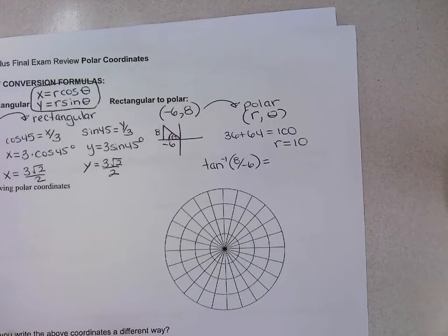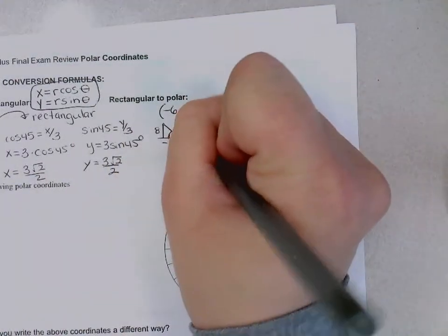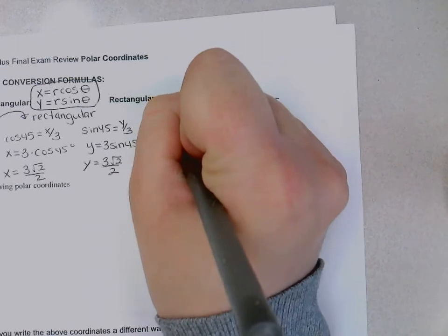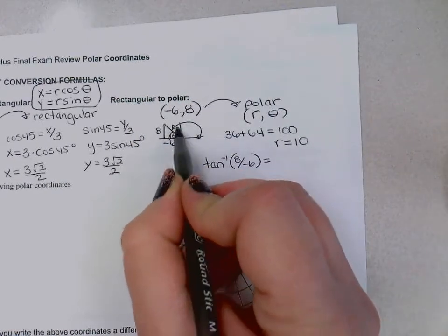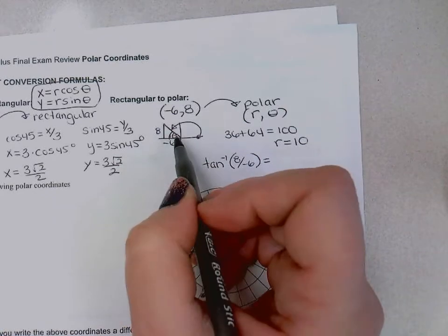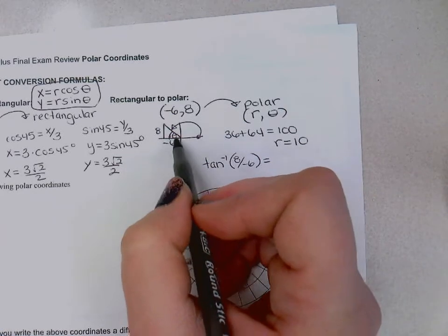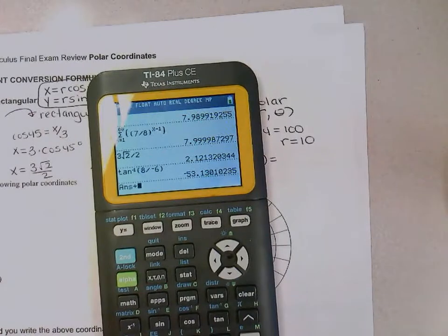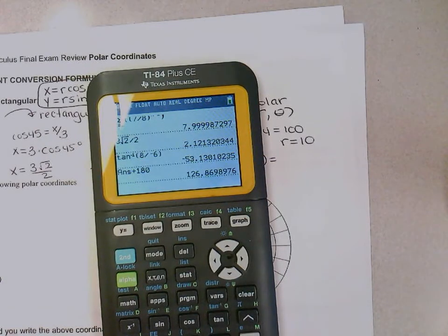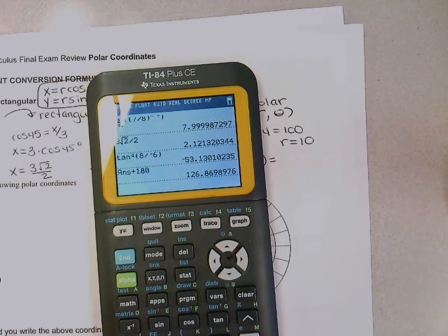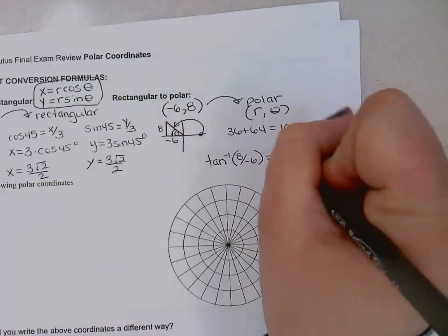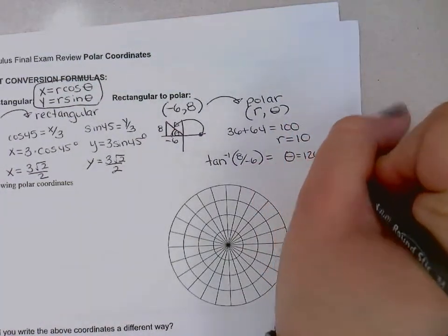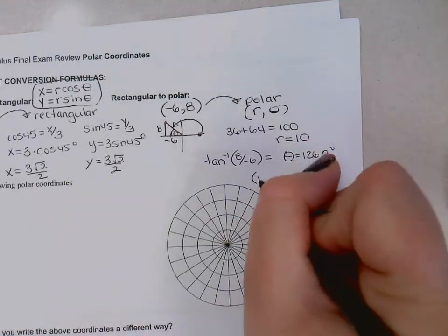Is this angle right here -53 degrees? We always write an angle from initial side to terminal side. So this is the angle actually that I'm interested in to get to that position. So I actually need to take 180 and subtract 53 degrees. So that gives me 126 about 0.9. 126.9 degrees. So I write my final answer 10, 126.9 degrees.